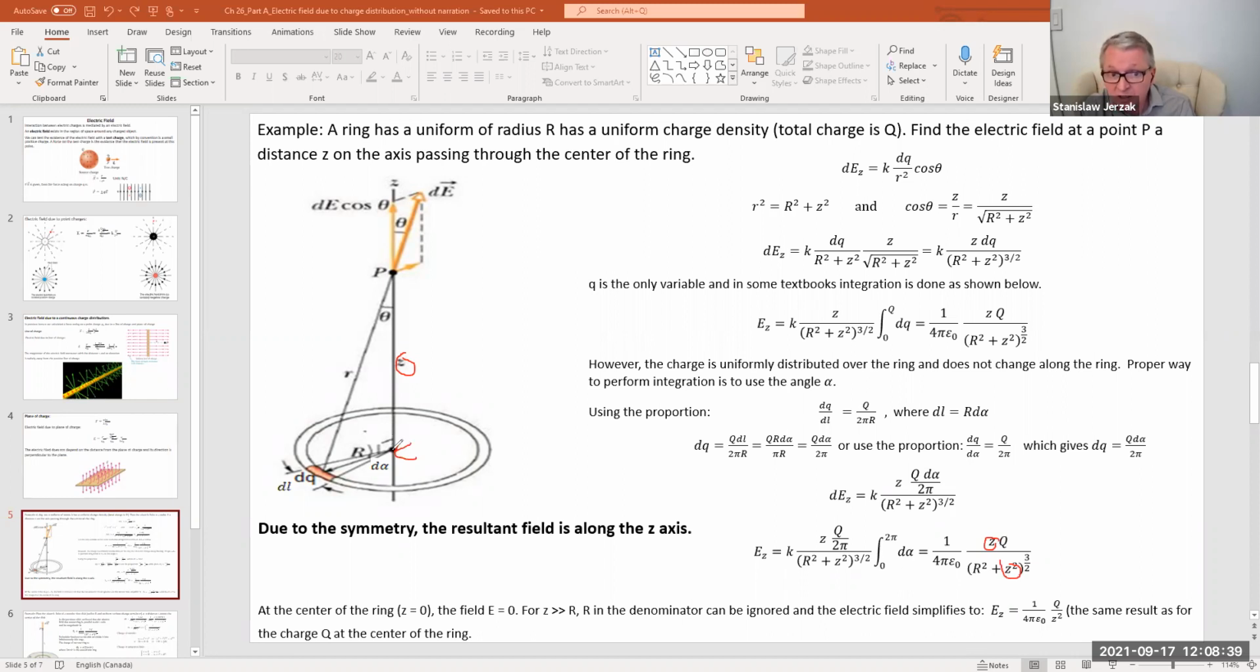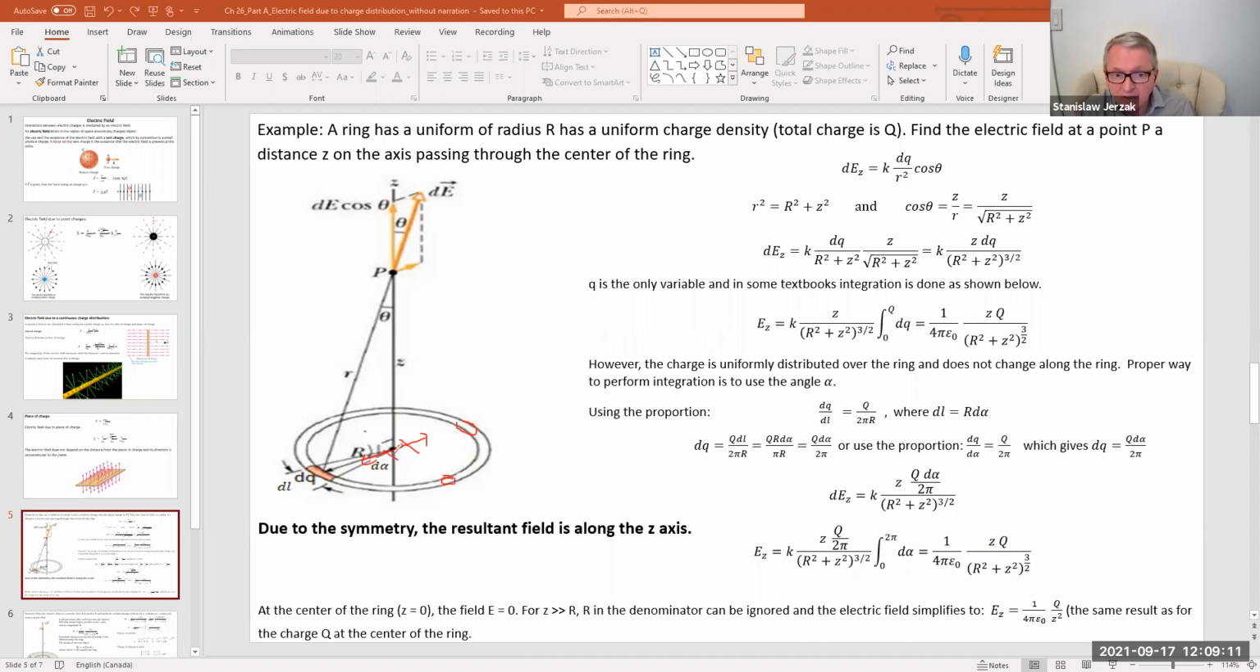So at the center of the ring, where Z is 0, the field is 0. And that is easy to understand because, let's say this chunk of the charge produces electric field away from it in this direction, right? That would be that field dE in this direction. But this chunk of the ring on the opposite side will produce electric field at the center in the opposite direction. And these two fields will cancel.